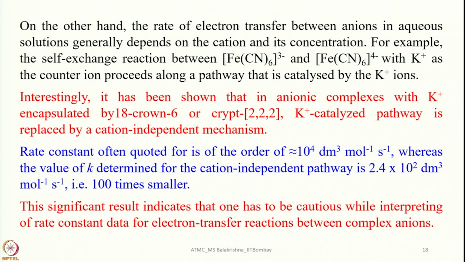So, the rate constant often quoted is of the order of 10 to the power of 4 decimeter cube per mole per second, whereas the value of k determined for the cation independent pathway is only 2.4 times 10 raised to 2. So, that means you can see now when potassium, the cation, was encapsulated and its mobility is arrested, it can no longer catalyze the redox process. In that case the rate constant is 100 times smaller. So, this indicates the significance of the cation and its mobility.